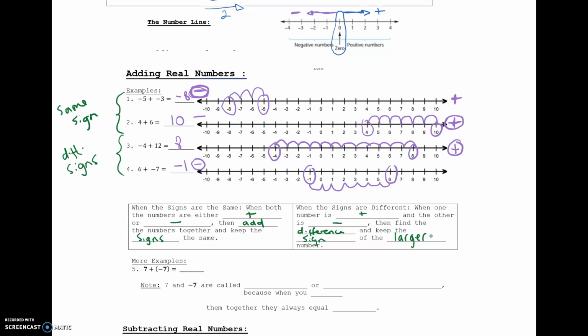So for number 3, the difference between 4 and 12 is 8. Okay, and then I take a look at which one's my larger number, 4 or 12. 12 is my larger number. And since 12 is my larger number and it is positive, then the answer is also positive. Okay, so for number 4, if I take a look at the difference between 6 and 7, it's 1. Okay, and then I take a look at the larger number. Well, the larger number is 7, and since 7 is negative, then the answer is also negative.